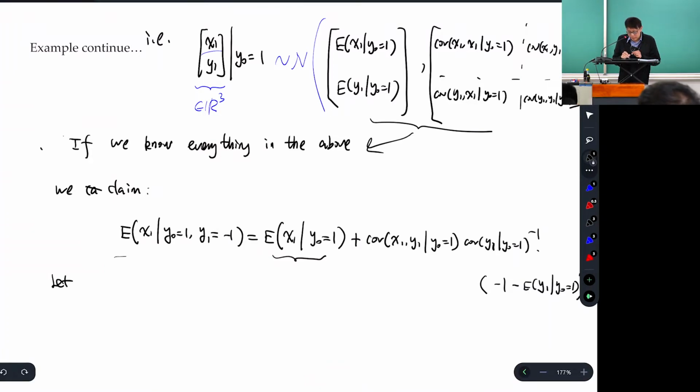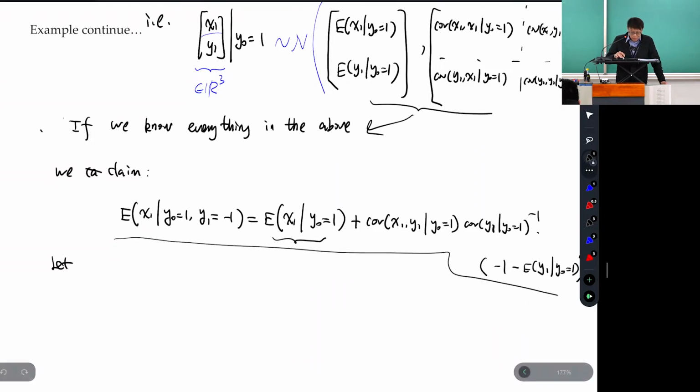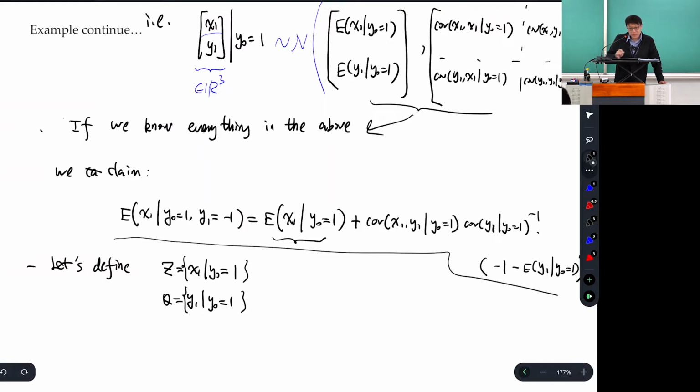Sometimes people like this. Sometimes people like, I introduce another notation that can somehow make things a little bit clearer, but other people may hate my notation. But let's try, okay? So let's define z equal to x1 given y0 equal to 1, and q equal to y1 given y0 equal to 1. There are so many equal signs, but you should know what it means, all right? This is the whole thing.